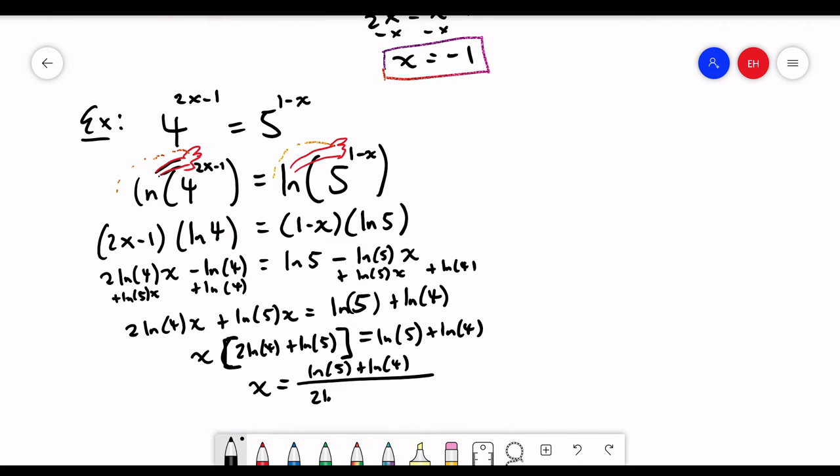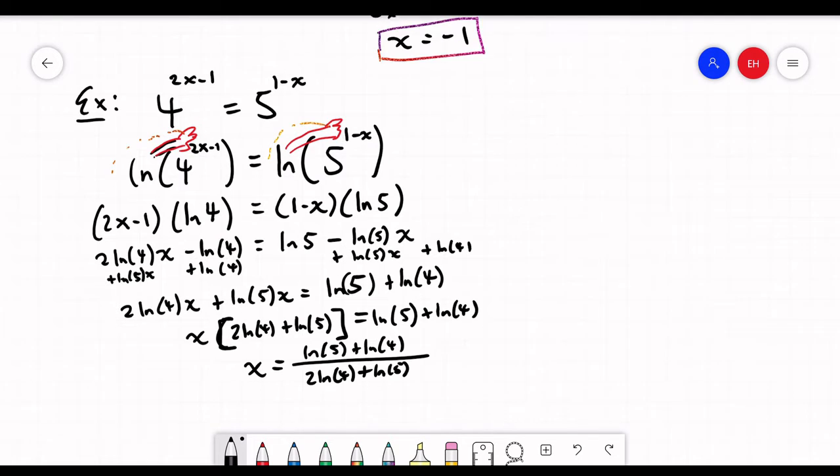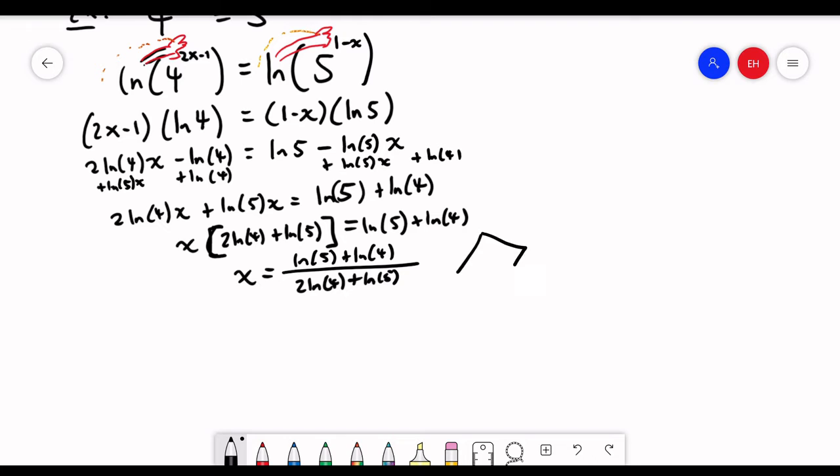So that would be my final answer. I would just get ln of 5 plus ln of 4 over 2 ln 4 plus ln 5. And definitely going to use my calculator here. Put all that in, and it's going to do the work for me, getting those nice logarithms.